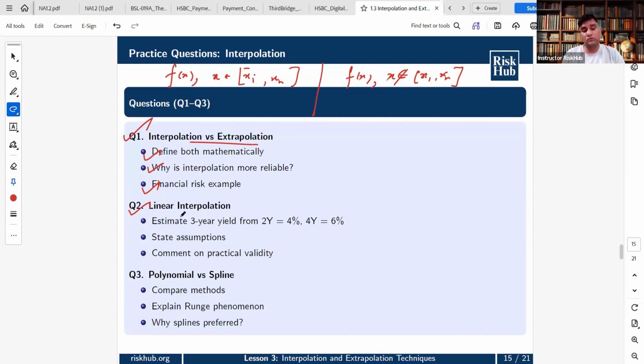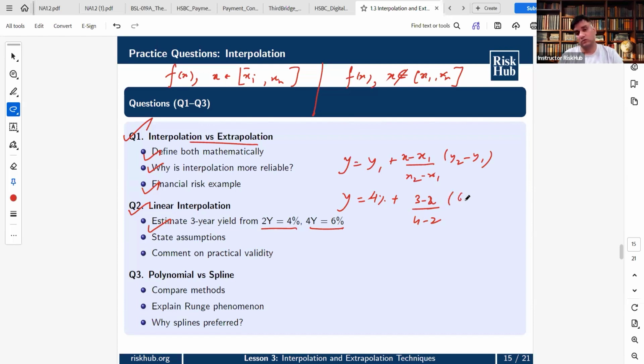Okay. Question number 2, linear interpolation: estimate the 3-year yield from 2-year at 4% and 4-year at 6%. This we have done in one of the examples also. y is equal to y1 plus (x minus x1) over (x2 minus x1) times (y2 minus y1). So you substitute: y is equal to 4% plus (3 minus 2) over (4 minus 2) times (6% minus 4%), which comes to 5%.